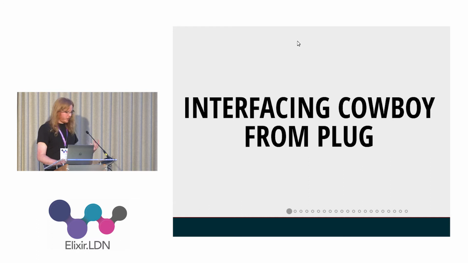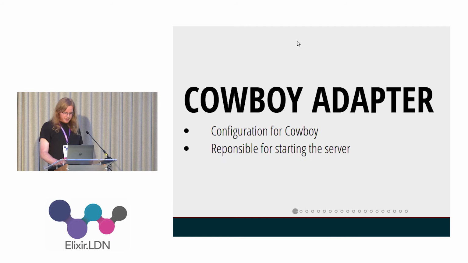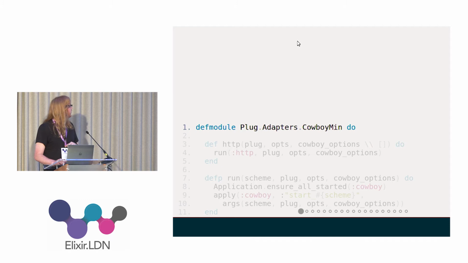So that's how Cowboy works in isolation, but normally if you're using Plug, you don't write these functions. You call functions on Plug.Conn. So when using Plug with the Cowboy adapter, there are three modules in play, really. The first one is called Cowboy adapter, and it's responsible for configuring Cowboy and also starting the server. So kind of what I showed at the bottom of all my slides with the start HTTP. This module here I've taken from Plug, and I've deleted all the code that's related to SSL, which is most of it, to make it easier for the sake of the example.